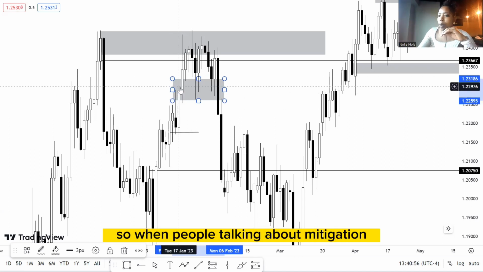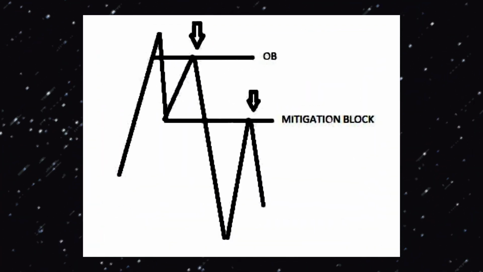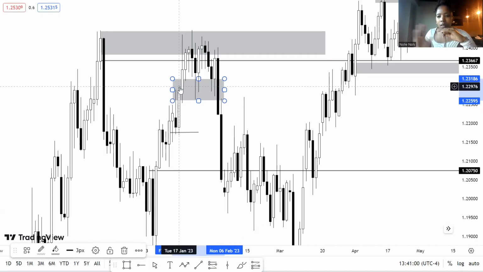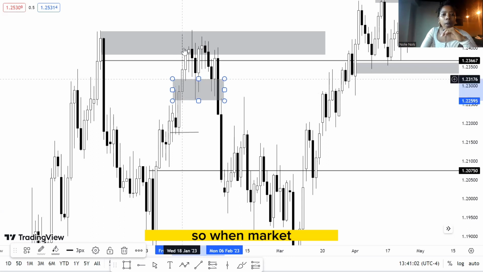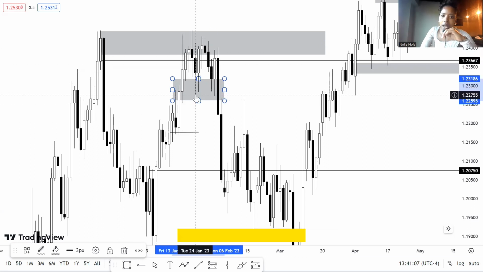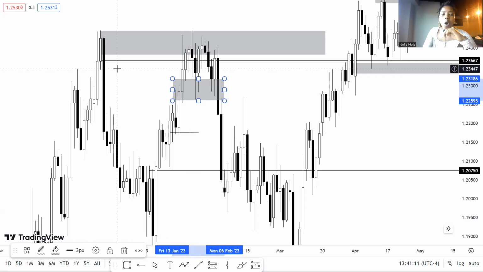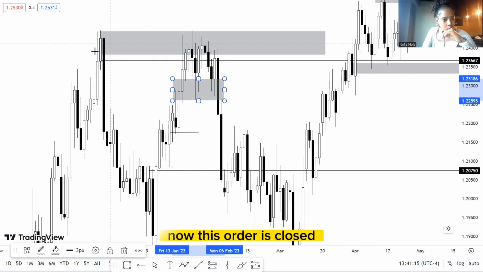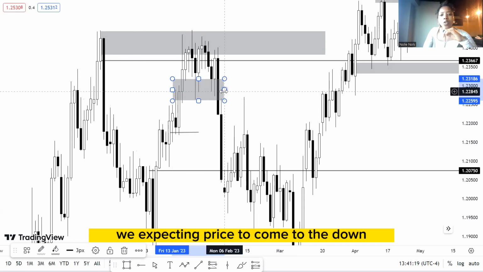So when people talk about mitigation or fair value gap, it's a retest. So when the market comes there, it will retest, give you that low, and come back up. Why? To close the orders that have sponsored that move. Now, this order is closed. The order block is now closed. We're expecting price to come to the downside.